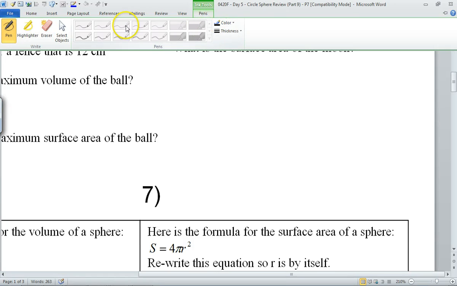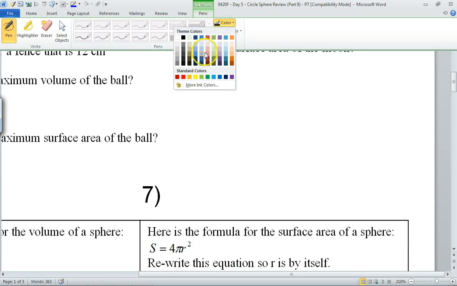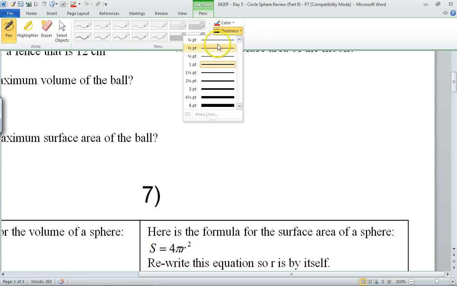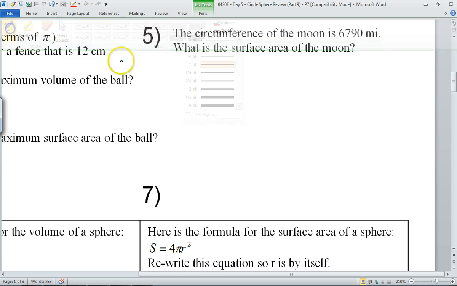All right, so number 5. Let's see what's going on with number 5. The circumference of the moon is 6,790 miles. What's the surface area? Who remembers how we do this? 1,000,000. Why did y'all get such big numbers? Well, look at the big number right there. So big. Circumference, the circumference formula.